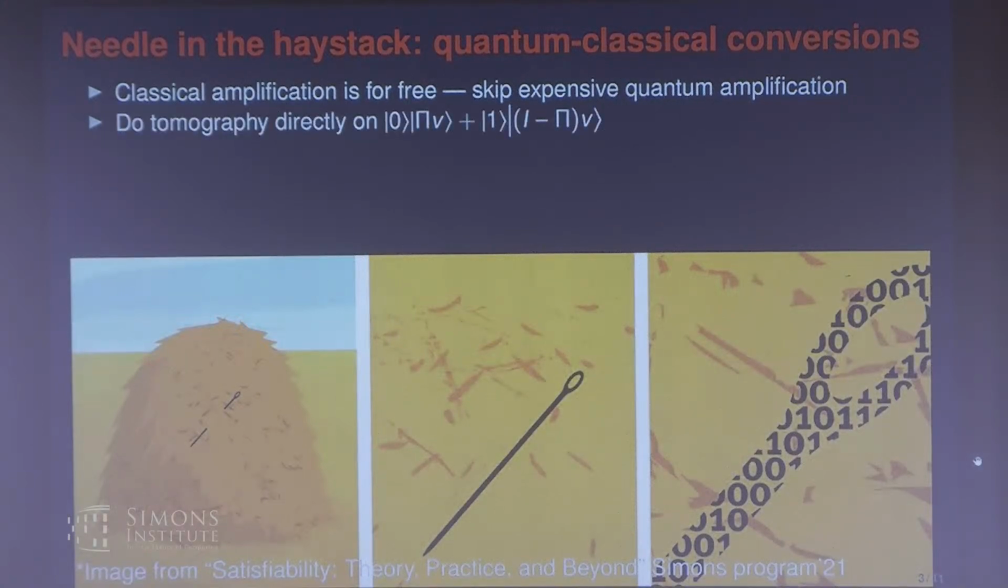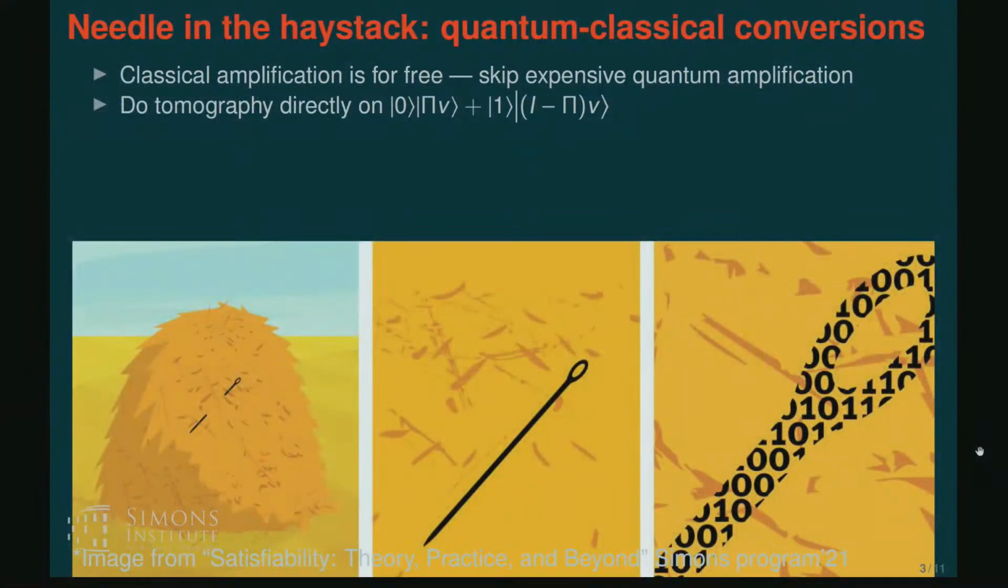So the idea is that as opposed to amplifying our state, we just treat it as a subnormalized state. So we managed to apply the projector to the vector v, and it's flagged with a success qubit 0. And we may also be unsuccessful when we apply the complement of the projector. Now this vector pi v has very small norm, but I just keep the state as it is, and I do tomography on this state, which is only 1 qubit bigger than my original state was. So it doesn't change much.